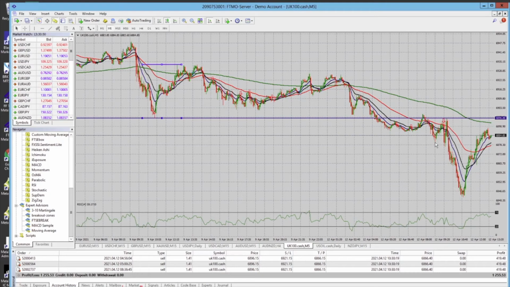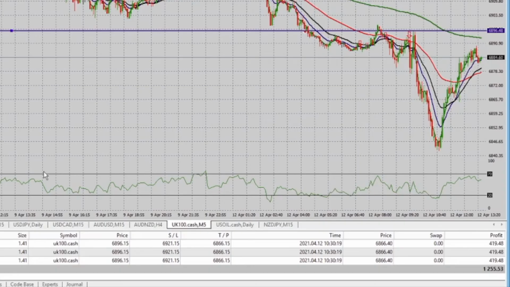Now on this account, which is a £70,000 account, 0.5% would equate to £350, and on a 25-point stop loss, that is £14 per point. And that just shows why we've got a lot size of 1.4, and I see that the profit is 14 times 30, which gives us 420, less a bit of commission.